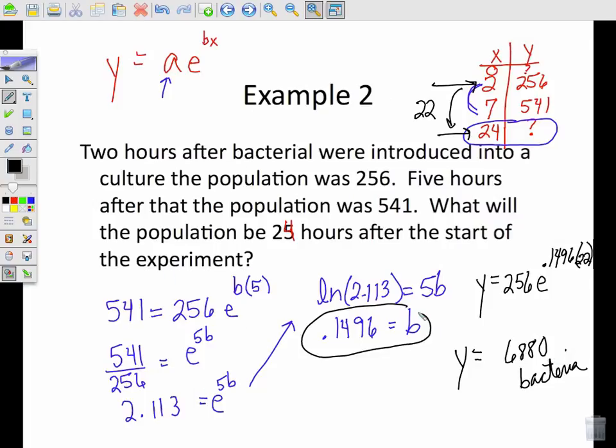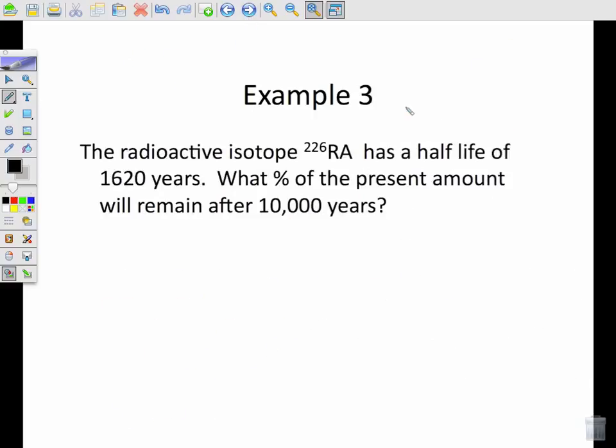That is it. So your goal is you're going to use the information given. You need to find a b value, your rate, and then rewrite your model here so that you can use it to make other predictions.